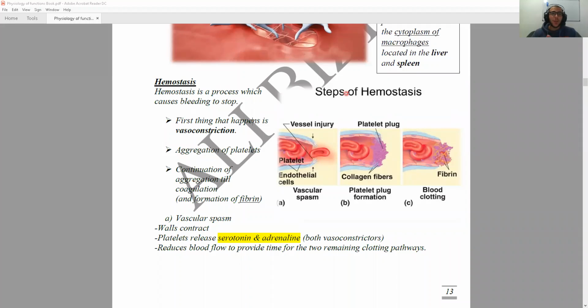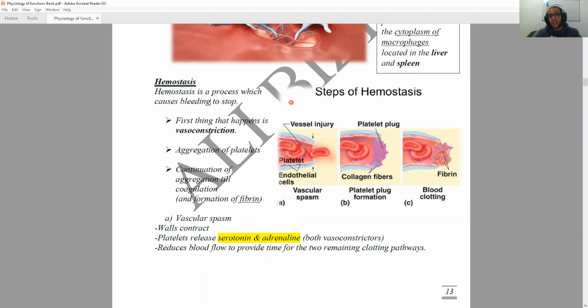In today's video, we're going to be talking about blood clotting and understanding how this process actually happens and what are the mechanisms that are implicated in this process. So first of all, hemostasis is another word for blood clotting, or it's the process by which this happens. First of all, we have to understand that vasoconstriction is going to be taking place.